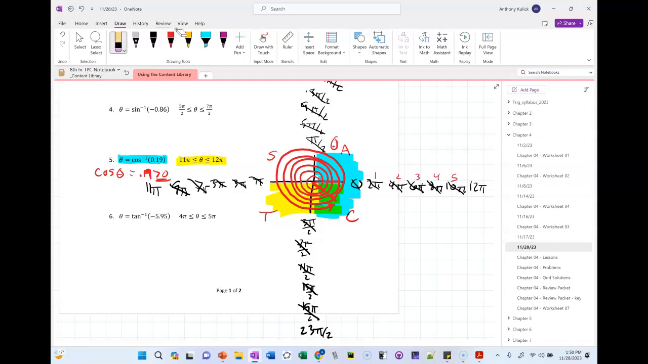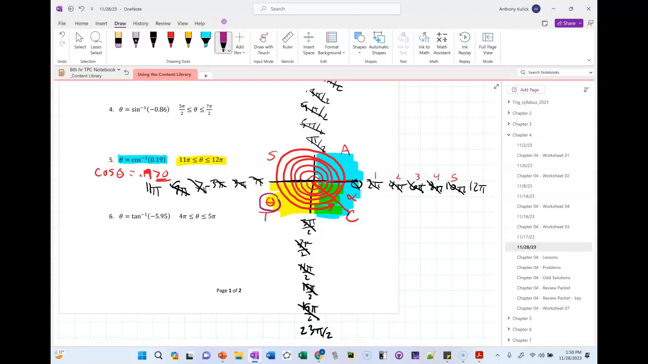Gross. There's a lot of trips. Mr. Kulik, did you have to make this one so stinking big? No, I didn't, but that's what I did. Sorry, guys. And then I'll label my alpha.